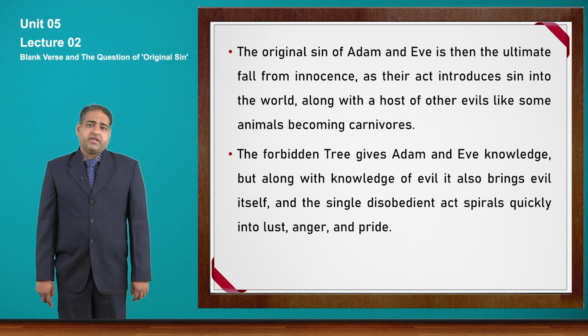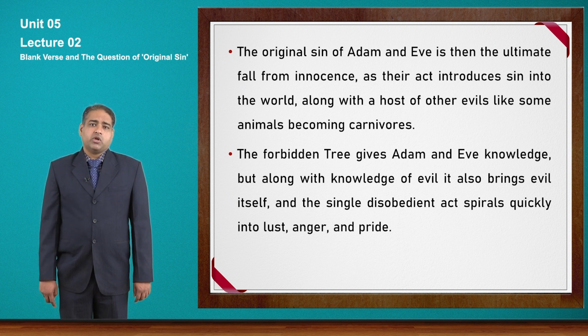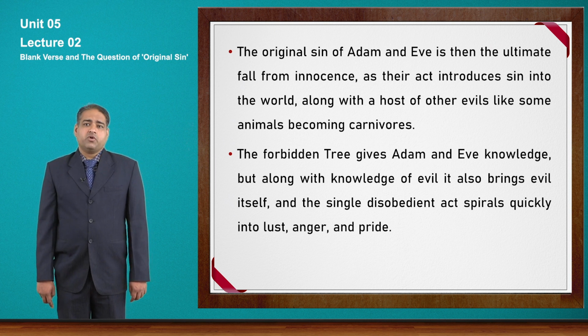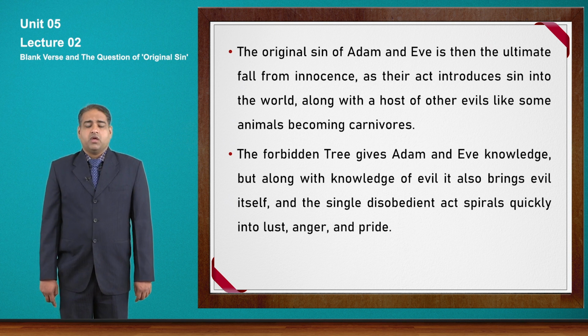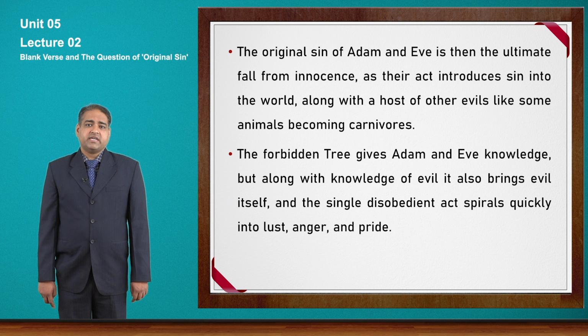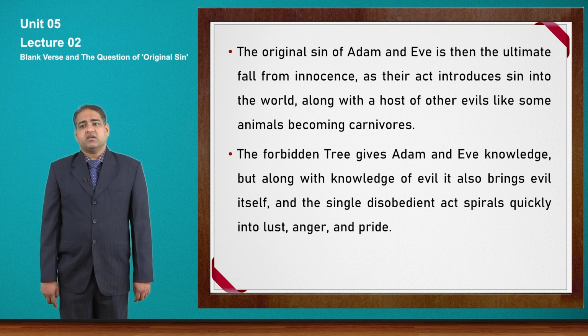The forbidden tree gives Adam and Eve knowledge. But along with knowledge of evil, it also brings evil itself. And the single disobedient act spirals quickly into lust, anger, and pride.